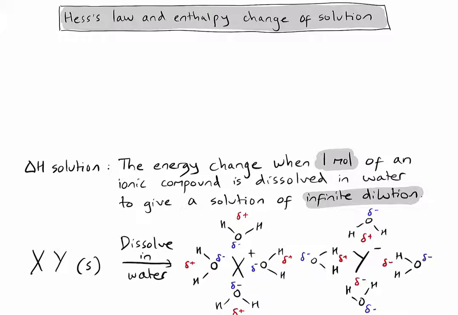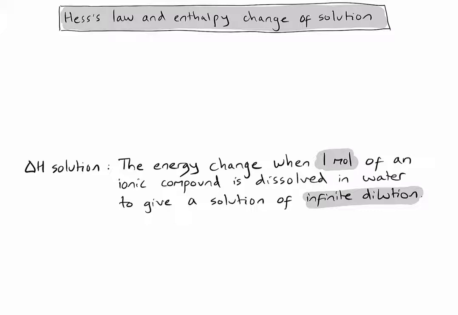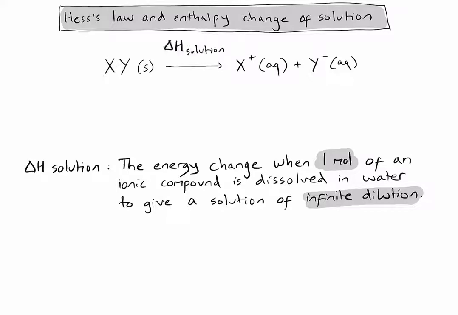So let's now try and represent the enthalpy change of solution in a chemical equation. I need to show 1 mole of an ionic compound. Let's take XY again, and it's going to produce the dissolved ions in solution. So, if I can't calculate that enthalpy change of solution directly, Hess's law states that I can take an alternative route.